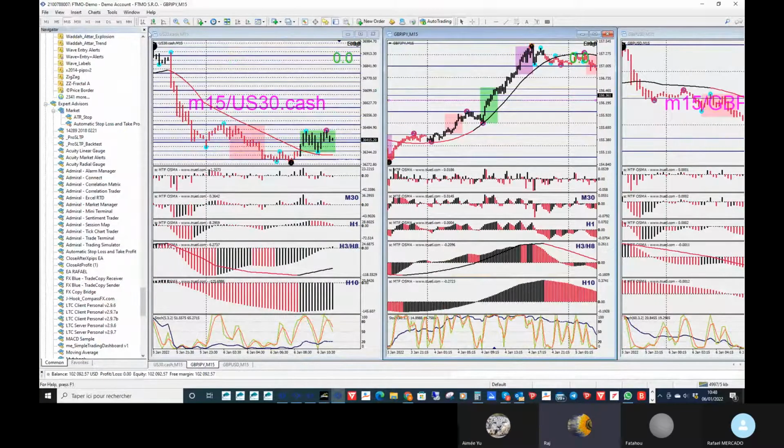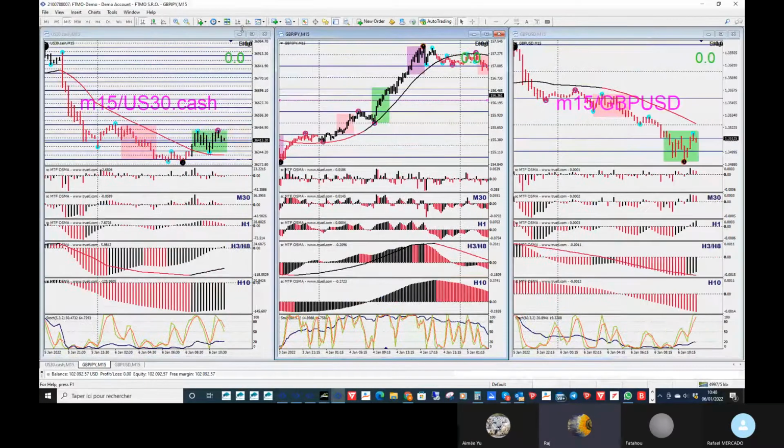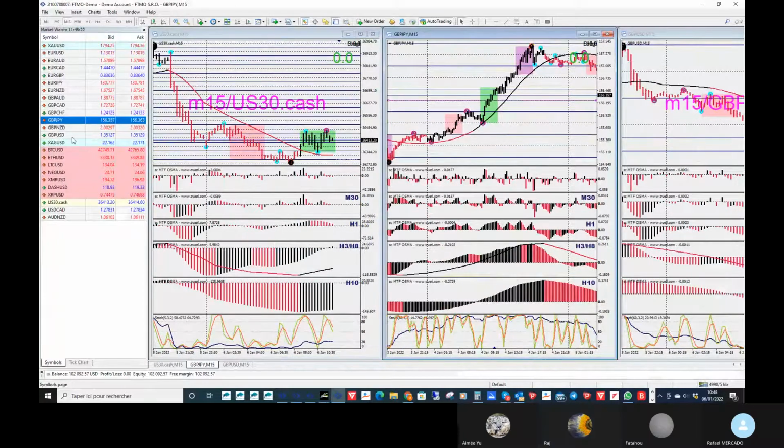What platform are you using? You're obviously not using MT4, so which one are you using? I'm currently using MT5. MT5 only allows me two windows? Yeah, they limit me to two windows.